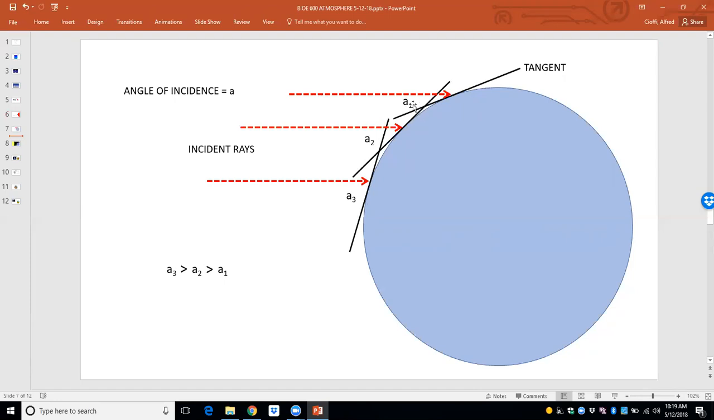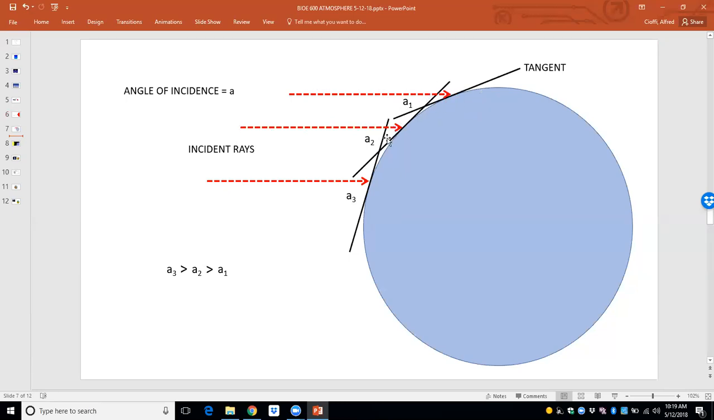Is that larger than 90 degrees, for example? No, it's less than 90 degrees because 90 degrees is perpendicular, right? So it's less than 90 degrees. These are the incident rays because they're coming in. Incident rays are coming in. And so the angle of incidence is the angle that is formed by an incident ray to a tangent projected on the surface of the earth or the surface of a sphere.